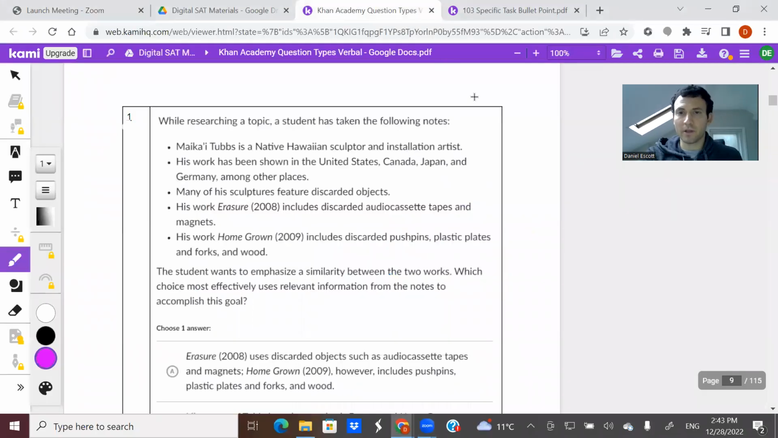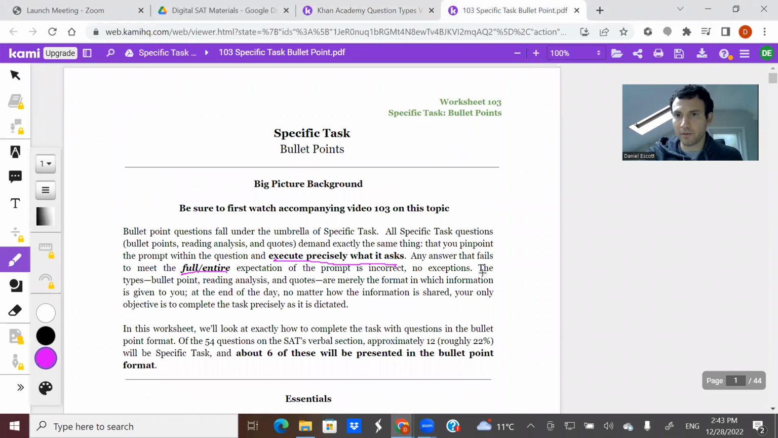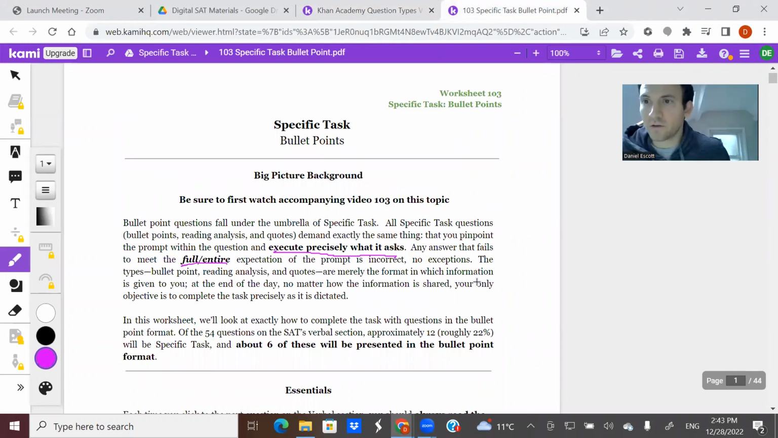Okay, welcome. This is worksheet 103, the bullet point questions. You get maybe two or three of these at the end of each of the two verbal modules. Each verbal module being 27 questions. So two or three questions at the end are bullet point questions. Bullet point questions are incredibly easy if you have the right approach.